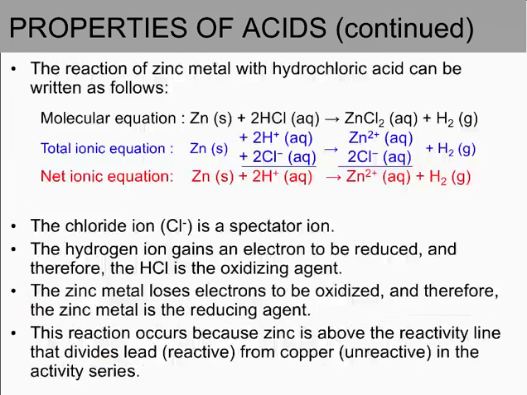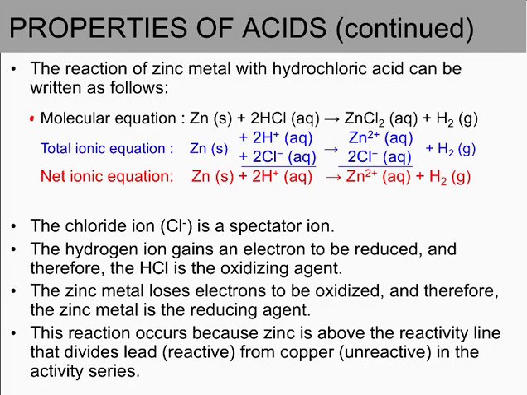All right, so now here we have the reaction of zinc with hydrochloric acid. Now remember that in these types of reactions, we can write the molecular equation, kind of similar to what we wrote on the last slide, where zinc reacts with hydrochloric acid to produce zinc chloride and hydrogen gas.